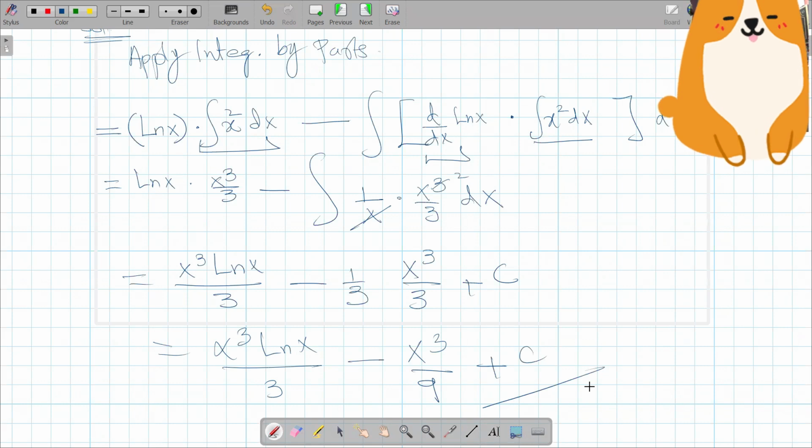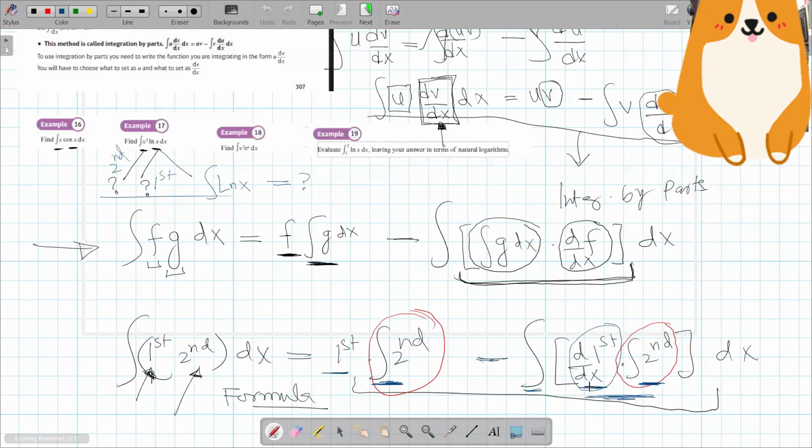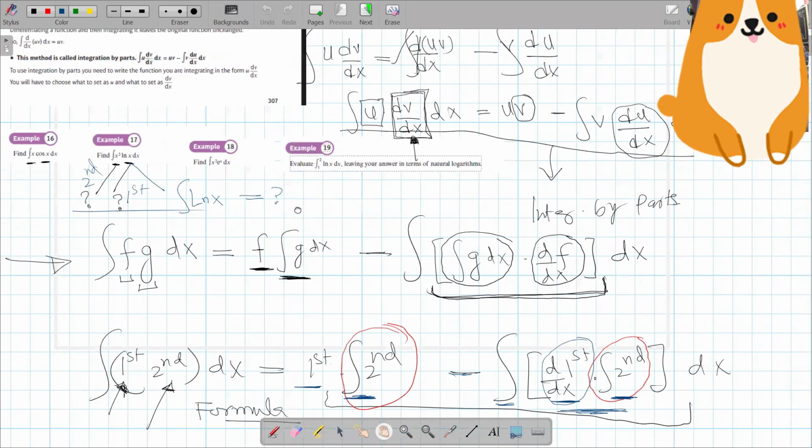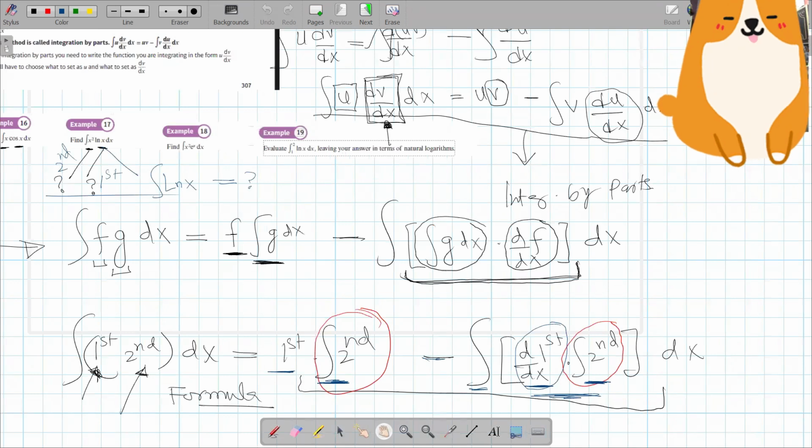Any questions? No, that makes sense. So this is just about this formula. If you know this formula, you can integrate simply. You got this thing, how this formula is obtained from this product rule. Yeah, I got that part.